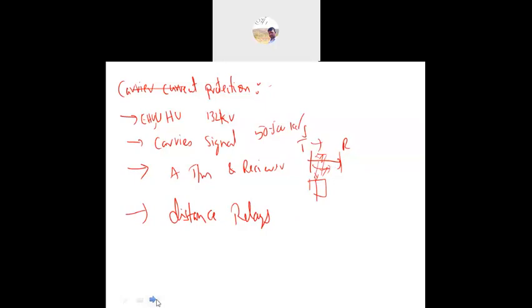Next we'll talk about the differential type. This is a main type of protection, differential protection. In this type of protection, the scheme is used for the protection of a generator. This is the main important generator protection, and it will be used for generators, transformers and large motors.